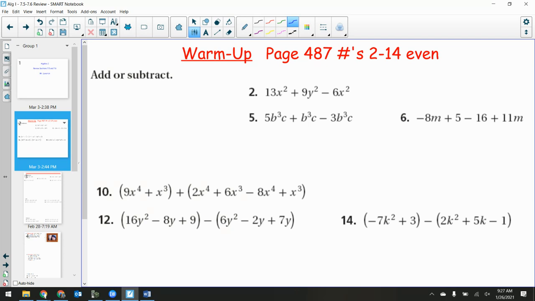We are going to have a short quiz at the end of class tomorrow over just section 7.5 and 7.6. It's just going to be over adding and subtracting polynomials like you see on the board right now, and the stuff from section 7.5, which was talking about the degree and naming and classifying degrees of monomials, degrees of polynomials, and classifying. So let's start off there.